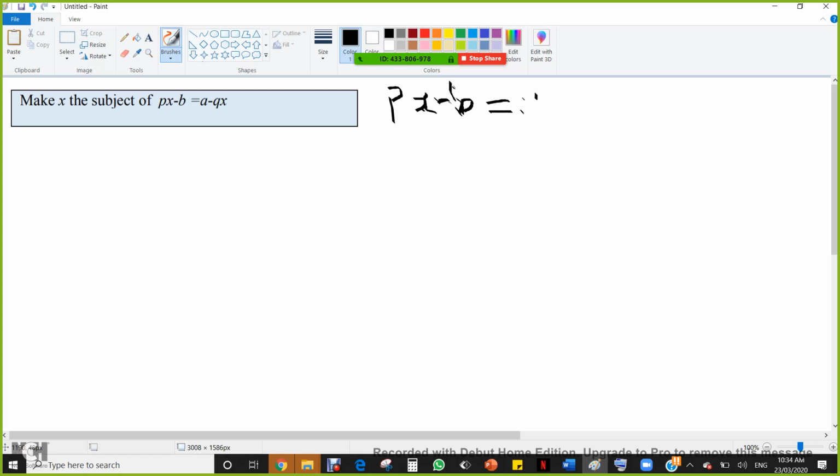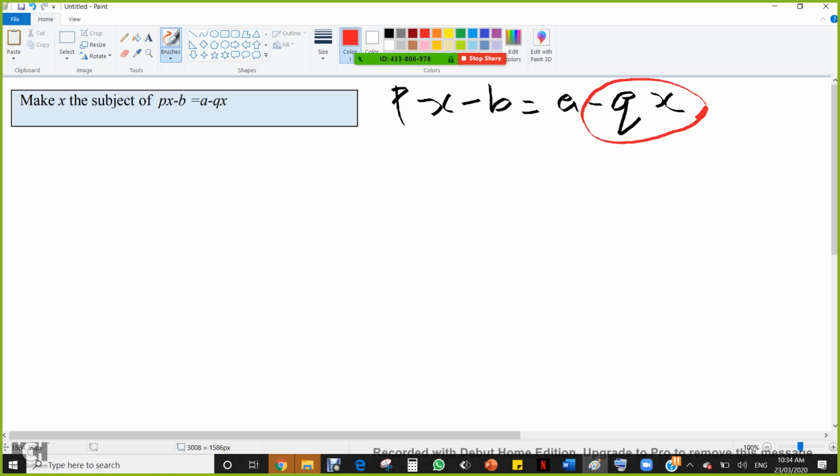Is equal to... Okay. Px minus B is equal to A minus Qx. You're seeing it on the screen, right? Yeah. Okay. So we want to make x the subject of the formula. So we want all the x's on one side of the equation, right? And all terms that do not belong on this side, on that side. Yeah?